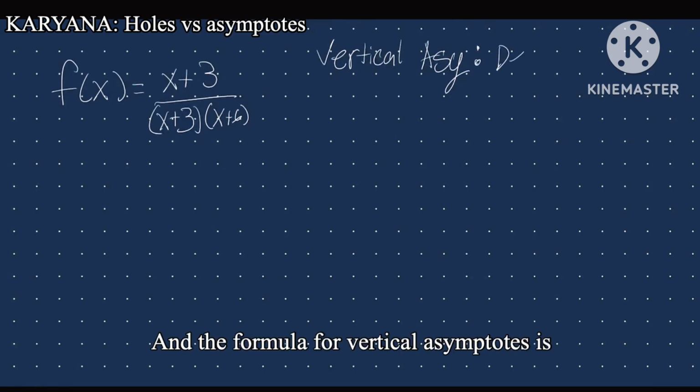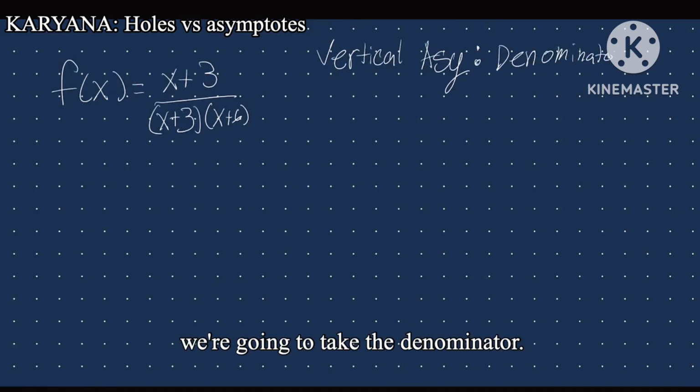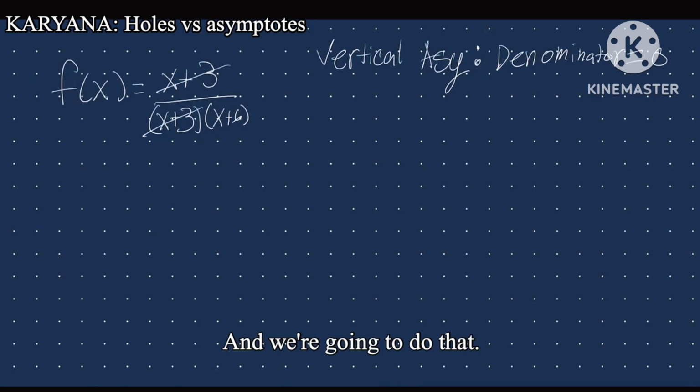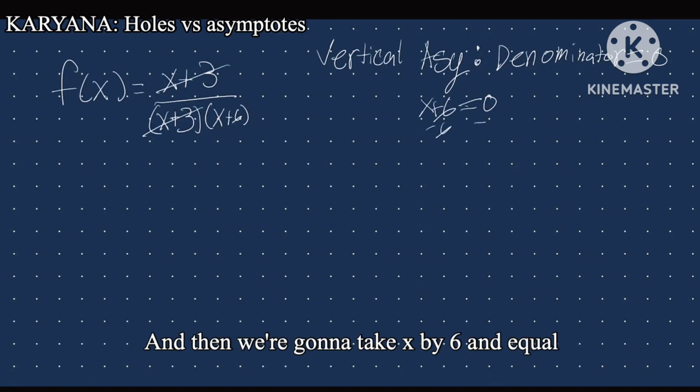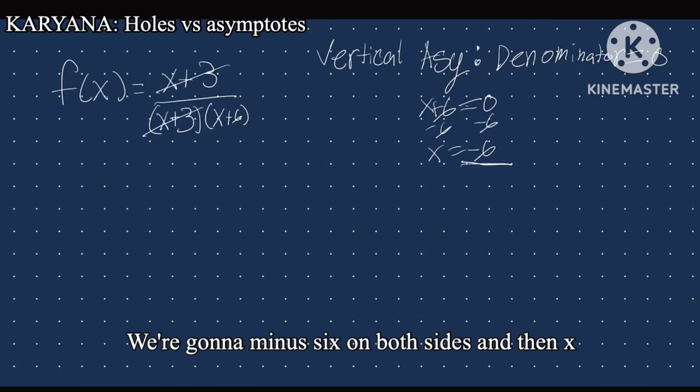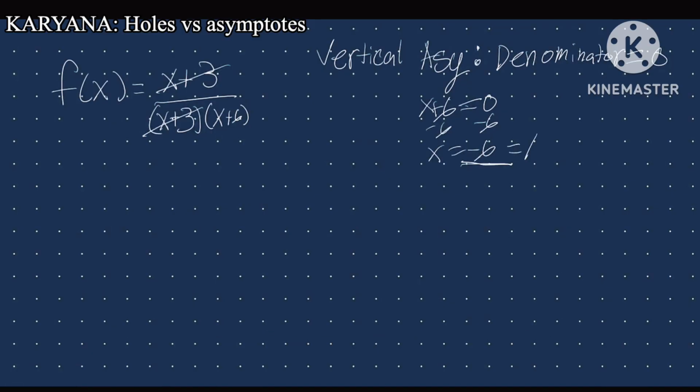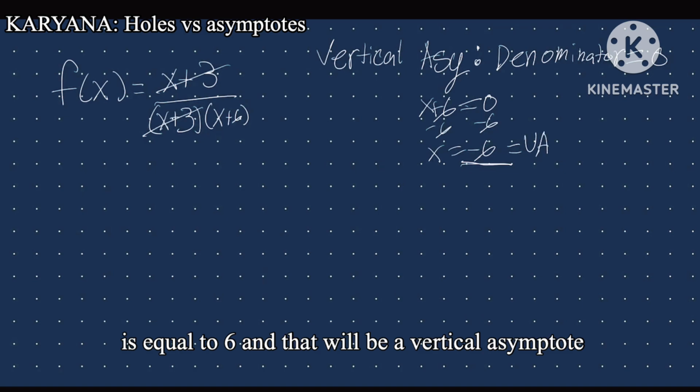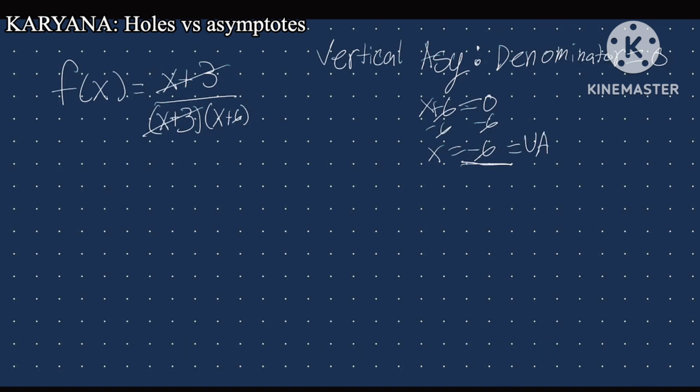And the rule for vertical asymptotes is you're going to take your denominator and set it equal to 0. So we're going to look at our equation and we're going to ignore the x plus 3 on the bottom. And then we're going to take x plus 6 and set that equal to 0. We're going to subtract 6 on both sides. And then x is going to equal negative 6. And that will be our vertical asymptote.